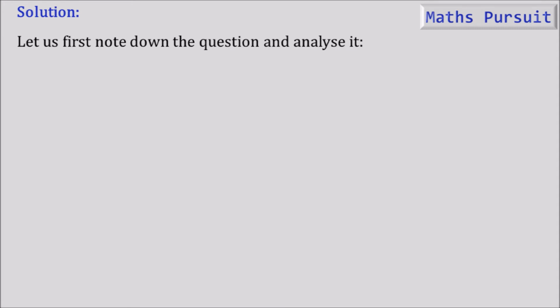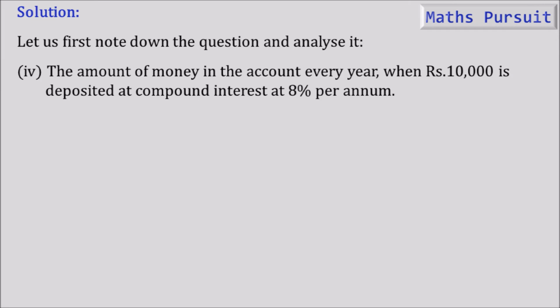Let us first note down the question and analyze it so that we can easily understand what exactly the question is and what we need to do. The question is the amount of money in the account every year when rupees 10,000 is deposited at compound interest at 8% per annum. That means 10,000 is deposited in a bank account, the rate of interest is 8%, and this interest is compounded annually.